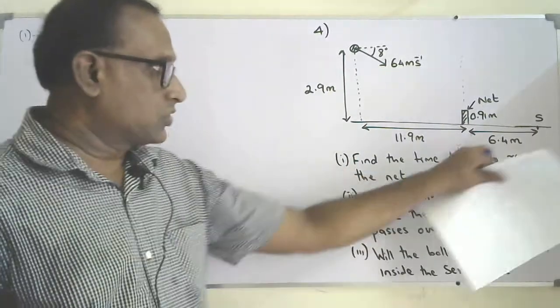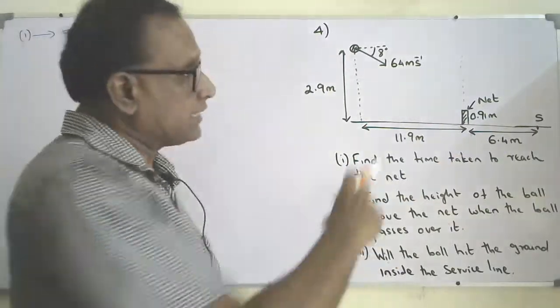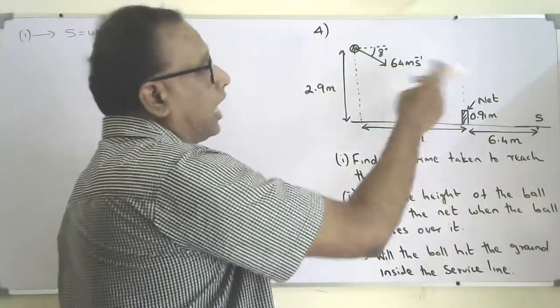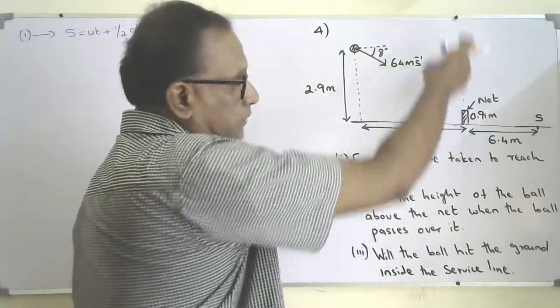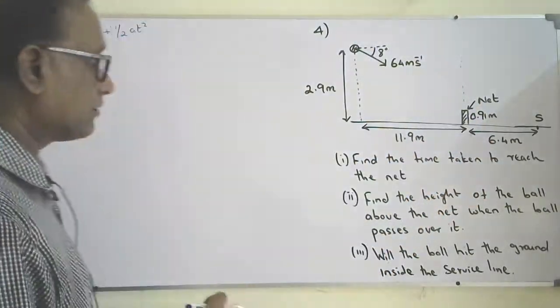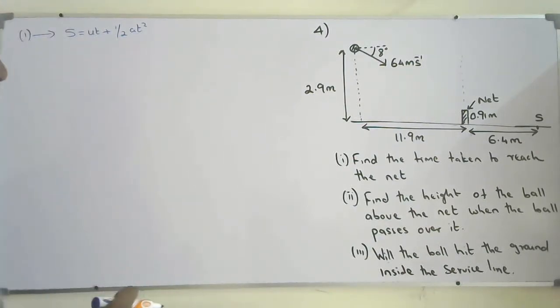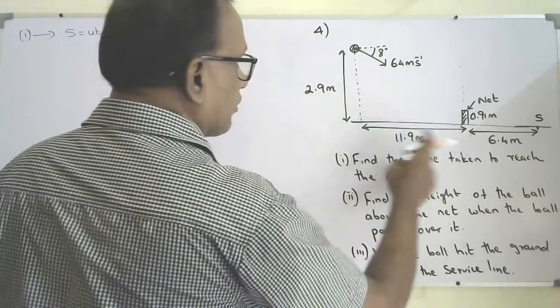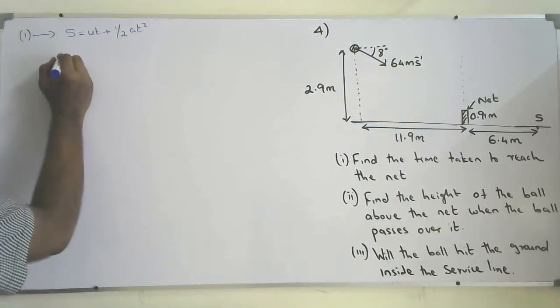Okay, I wrote the question shortly. It's not hitting the net, it's passing over the net, but how long it takes to reach the position of the vertical line, vertical alignment of the net? That's the question, right? Okay, s is equal to ut plus half at squared. The net is at a distance of 11.9 meters in horizontal.